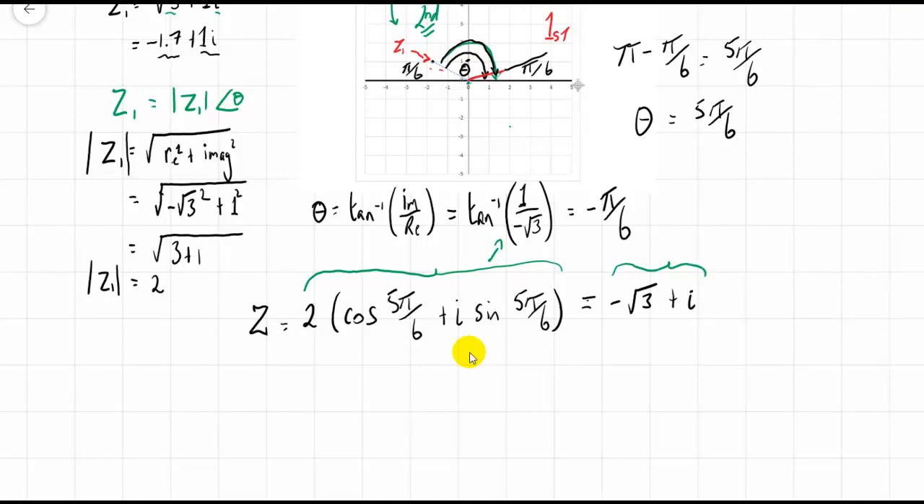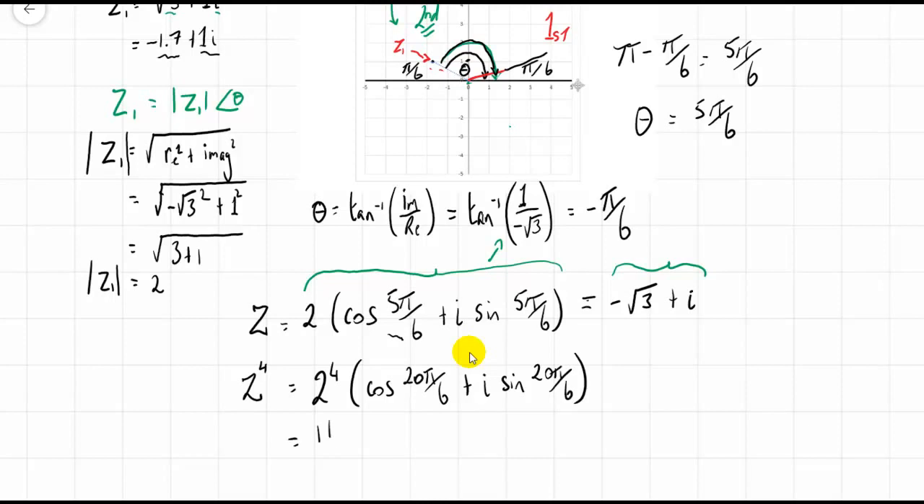The advantage of having it in polar format is we can now apply De Moivre's theorem. So De Moivre's theorem will tell us if we want to raise that complex number to the power of 4, we raise the magnitude to the power of 4, and we multiply the argument or angle by 4. So in this case it's cosine of 4 times 5 pi over 6, which is 20 pi over 6, and i sine 20 pi over 6.